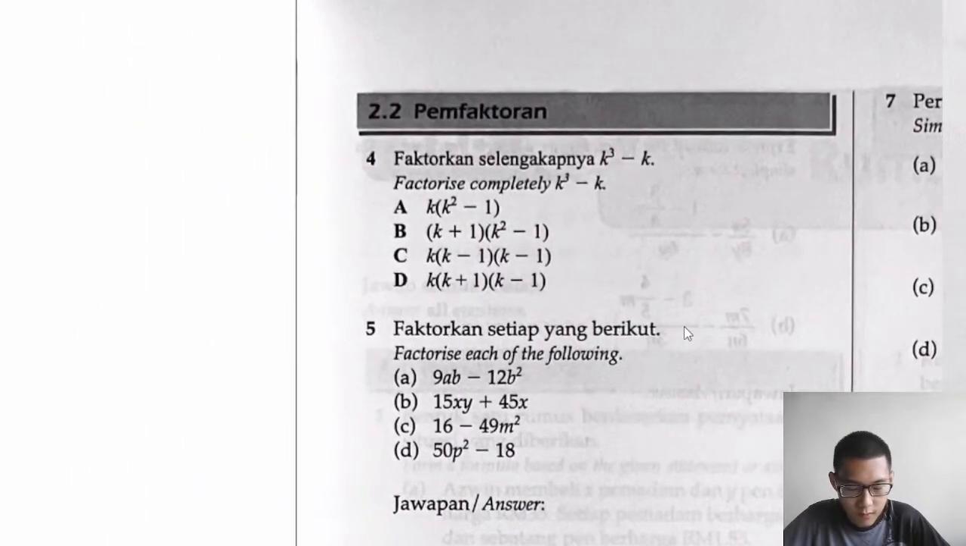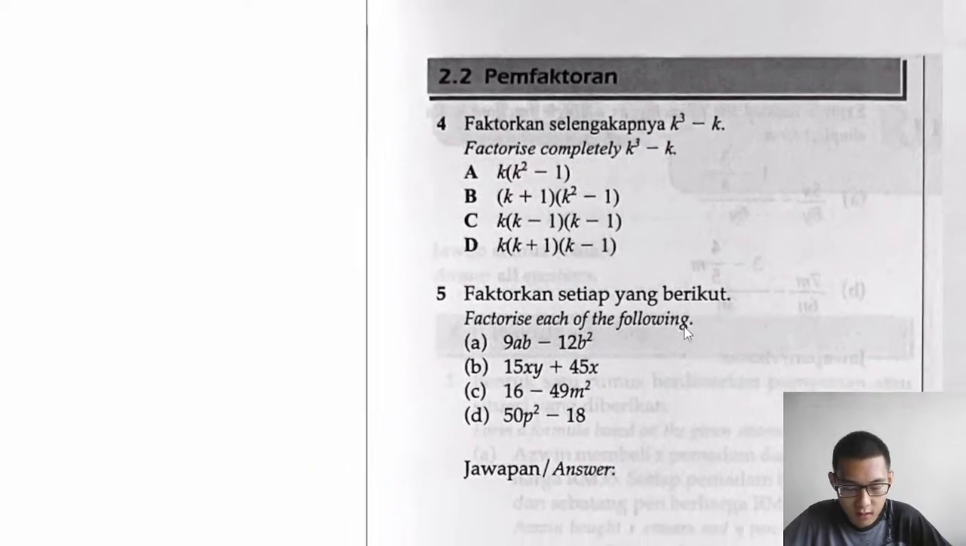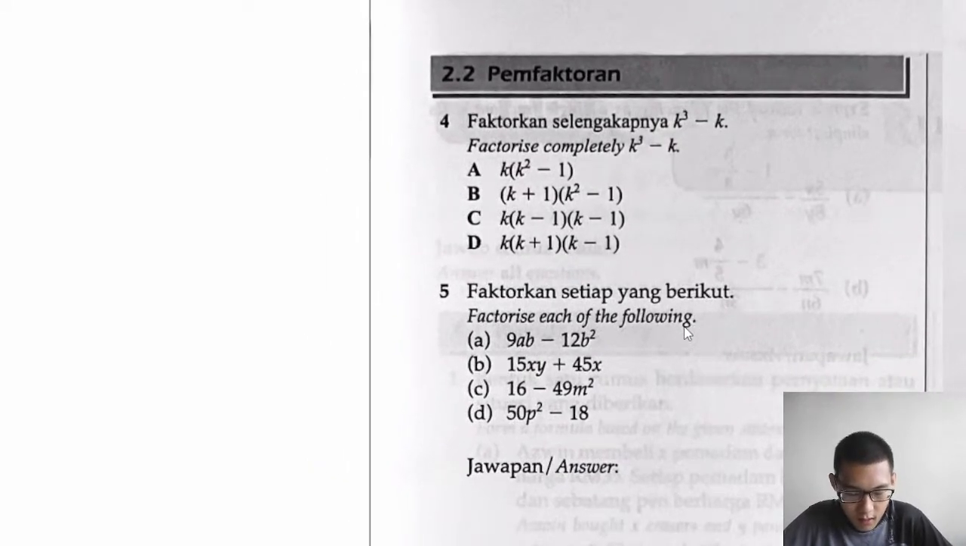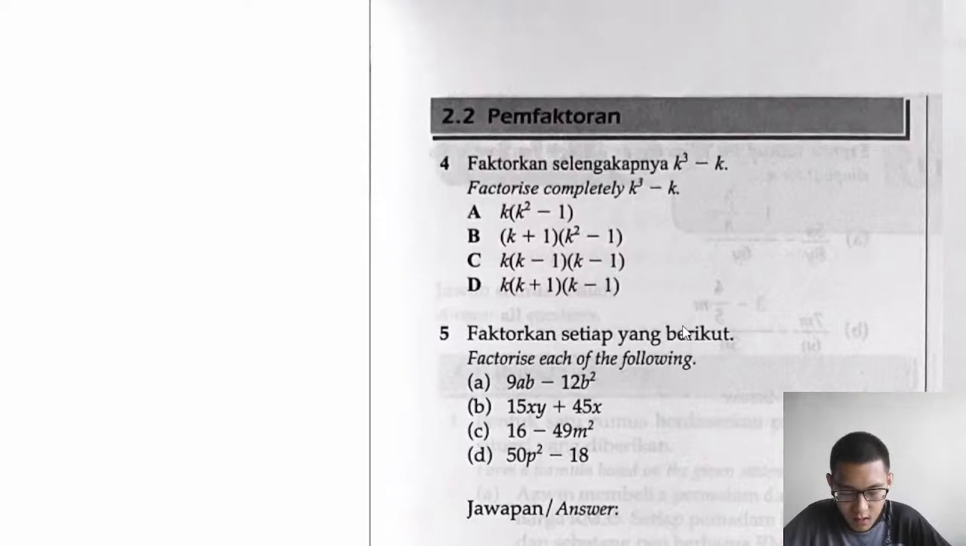Okay, so after we finish expansion, we try to factorize. Factorize completely k power 3 minus k. So how do we factorize? Actually, we find the similar term. Here k power 3 and k are similar terms with k. So we take the k out, we are left with k power 2 minus 1.